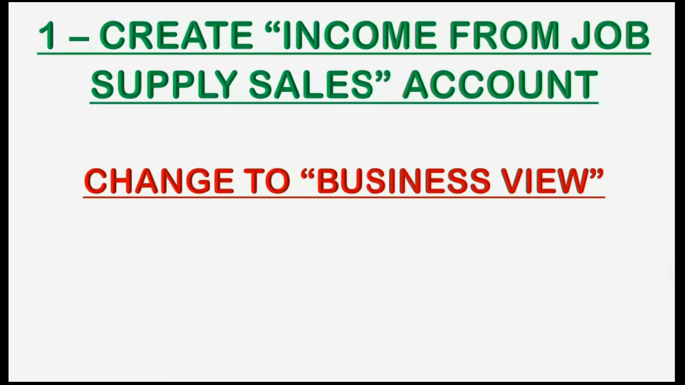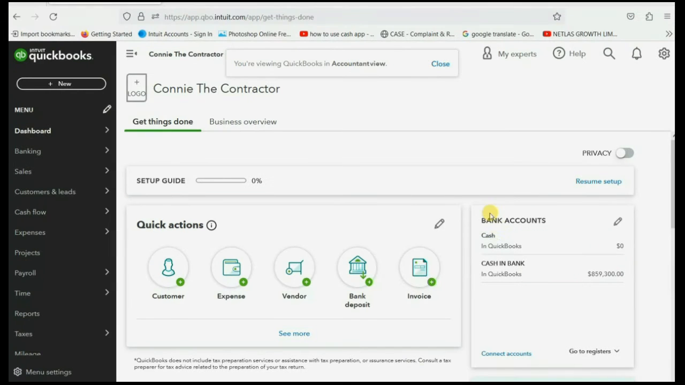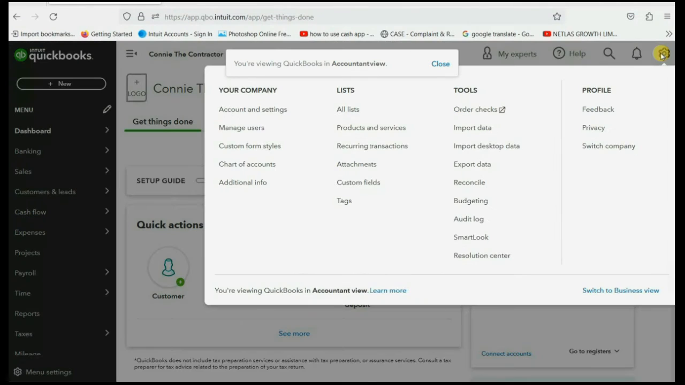But before we go there, we'll quickly change to Business View, and you will see very soon why we need to change to Business View when managing the multiple income account option. So we'll call it Income from Job Supply Sales, and the detail type will be Other Primary Income. So in the top right, we click the cog wheel, and we go down and click Switch to Business View.